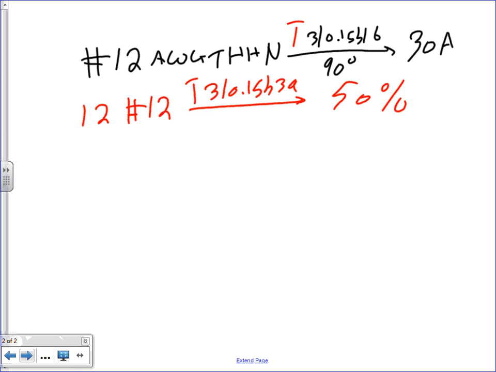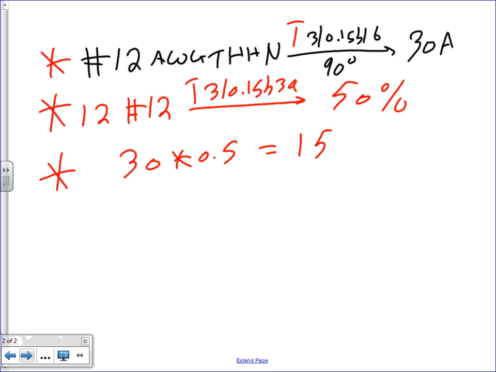Okay, so now let's see. That's how much that conductor can carry. Moving forward, you take the 30 amps and multiply it by 0.5, 50%. What do you get? 15 amps. You get 15 amps out of this circuit, 15 amps to use. Can you guys see where the 15 amps comes from? Now, some of you are mad now.